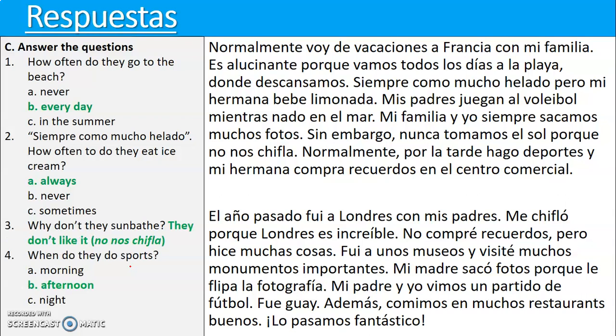Those are your answers. So todos los días is every day they go to the beach. Siempre means always. Why don't they sunbathe? No nos chifla. We had this in week 1 when we looked at opinion phrases because we don't like it. And then when do they do sports? And it's in the afternoon. Por la tarde.